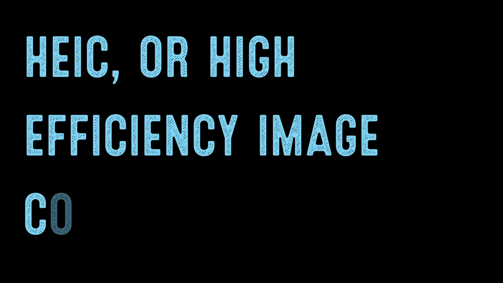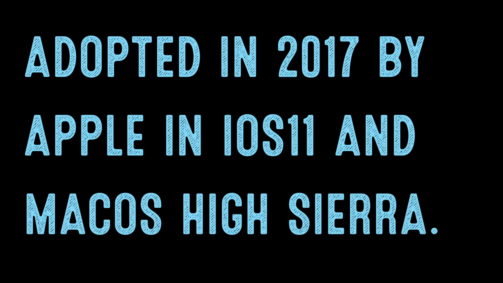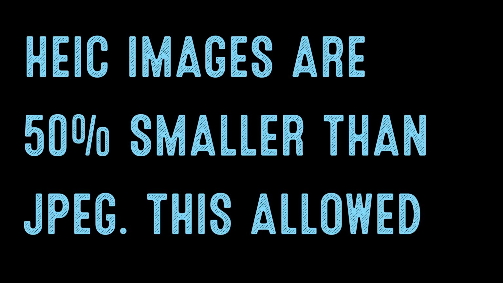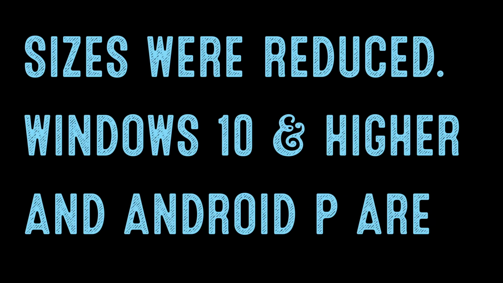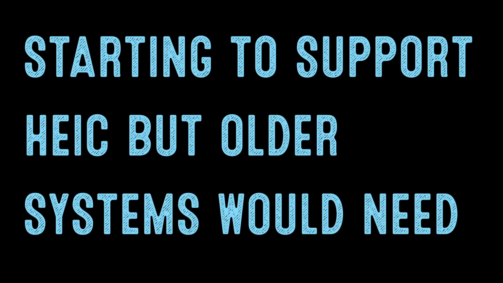HEIC, or High Efficiency Image Container, was adopted in 2017 by Apple in iOS 11 and macOS High Sierra. HEIC images are 50% smaller than JPEG. This allowed Apple devices to store more images because file sizes were reduced. Windows 10 and higher and Android P are starting to support HEIC, but older systems would need the image to be converted to JPEG when sharing.